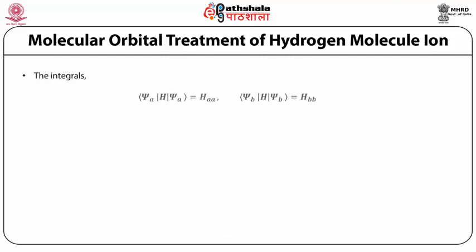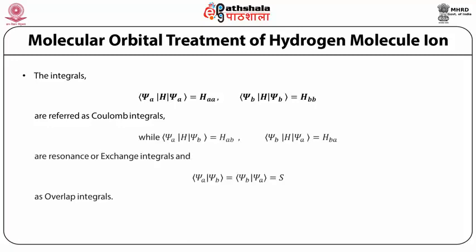Now, the integrals psi A H psi A is equal to H AA and psi B H psi B is equal to H BB. These are referred to as the Coulomb integrals, while psi A H psi B is equal to H AB, and psi B H psi A is equal to H BA. These are resonance or exchange integrals, and psi A psi B is equal to psi B psi A is equal to S, and these are referred to as the overlap integrals.